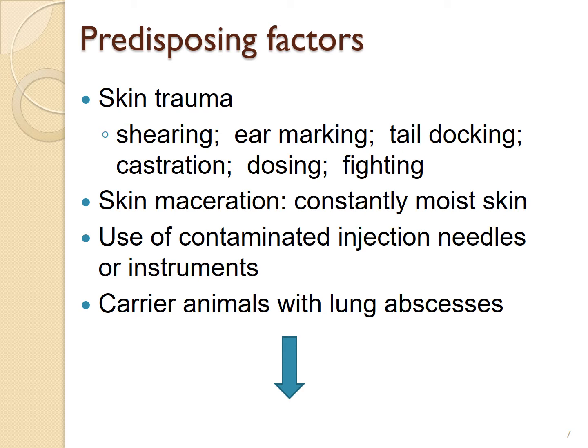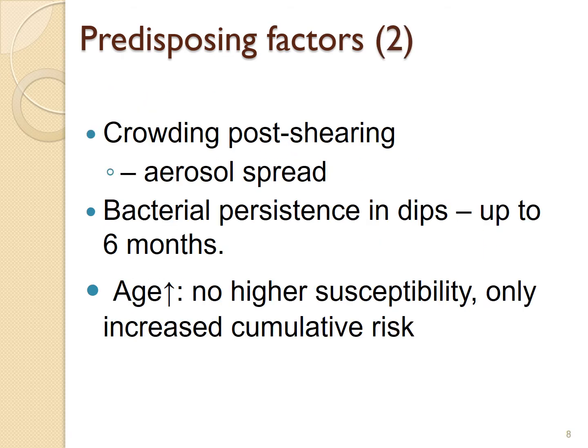For example, skin trauma due to shearing, tail docking, castration, or fighting, skin maceration due to constant wet conditions, contaminated needles or instruments, having carrier animals with lung abscesses in the herd, and then crowding the animals post-shearing can lead to aerosol spread. Crowding can also lead to direct contact between open wounds and ruptured abscesses.